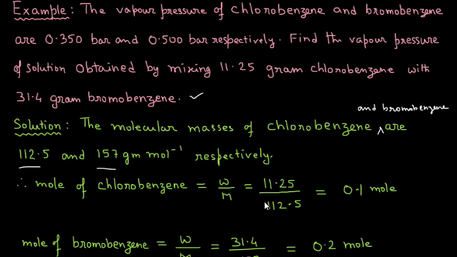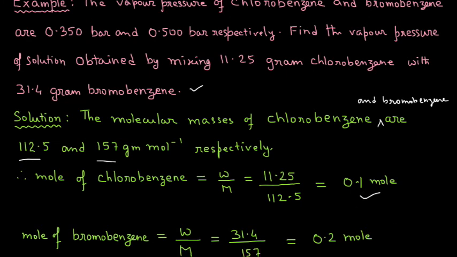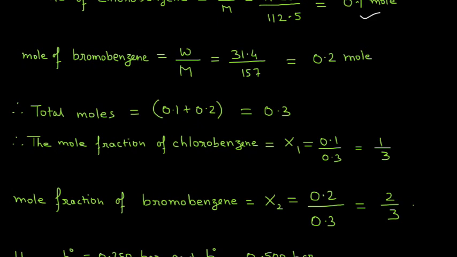Okay, now moles of chlorobenzene is equal to W by M, that is 11.25 upon 112.5, that is 0.1 mole. Similarly, moles of bromobenzene is equal to W by M, that is 31.4 upon 157 is equal to 0.2 mole.